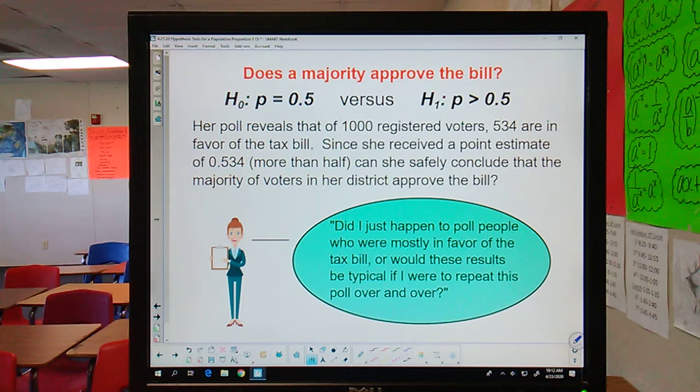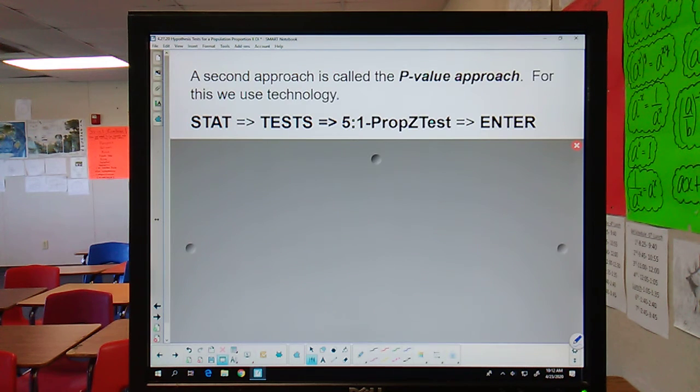And this is what it revealed. Her poll reveals that out of 1,000 registered voters, 534 are in favor of the tax bill. Now this gives her a point estimate, 534 divided by 1,000, of 0.534. So that is more than half, but now we ask, can she safely conclude that the majority of voters in her district approve the bill? That's why she's asking, did I just happen to poll people who were mostly in favor of the tax bill, or would these results be typical if I were to repeat this poll over and over? Yesterday we did what's called the classical approach, where we drew the pictures and everything, but today we're going to do the p-value approach.